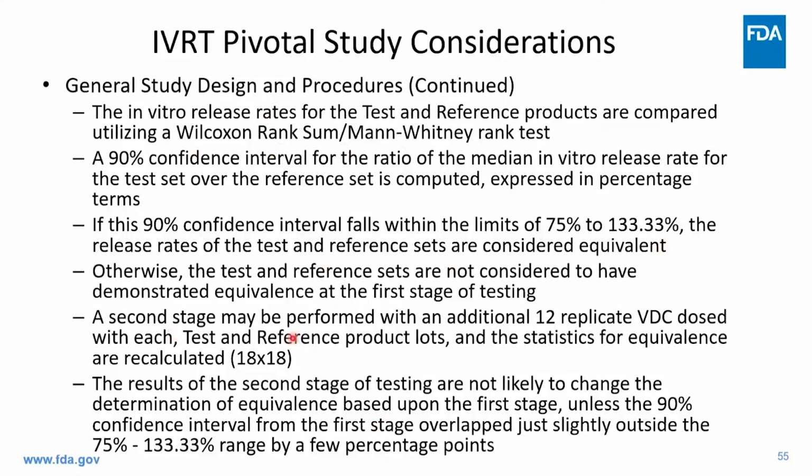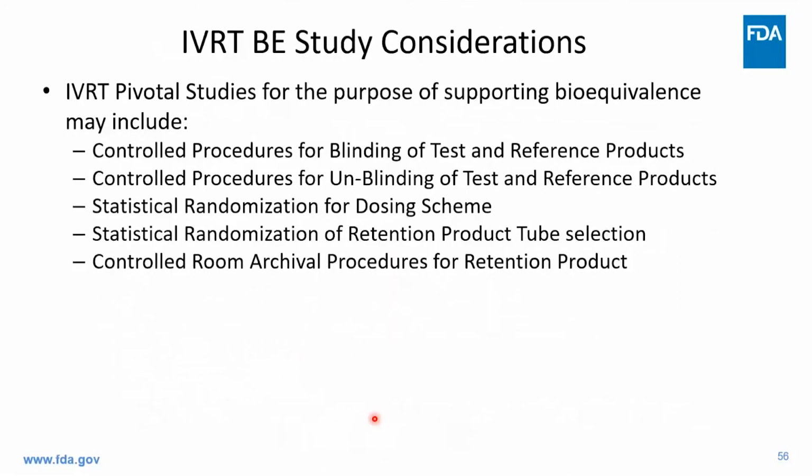second stage that can be performed with an additional 12 diffusion cells for each test and reference product. So rather than doing a 6 by 6, you can do an 18 by 18, and then look at USP 1724, and it'll guide on how that analysis of the data is done from there. This is going to be very helpful when you're using it to support a demonstration of BE.